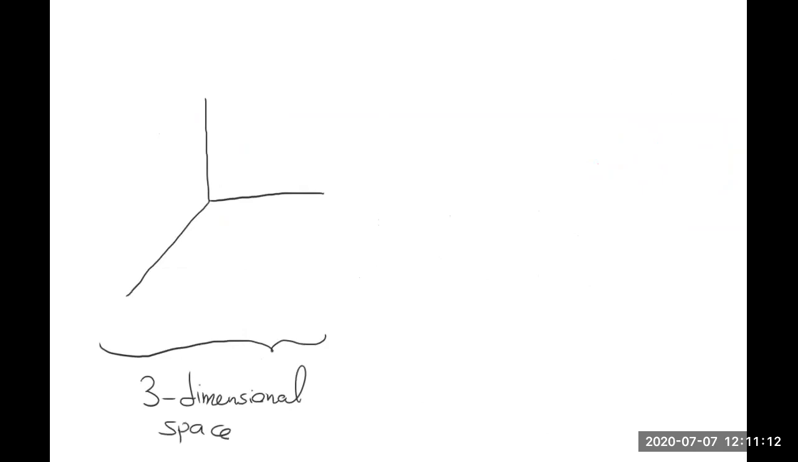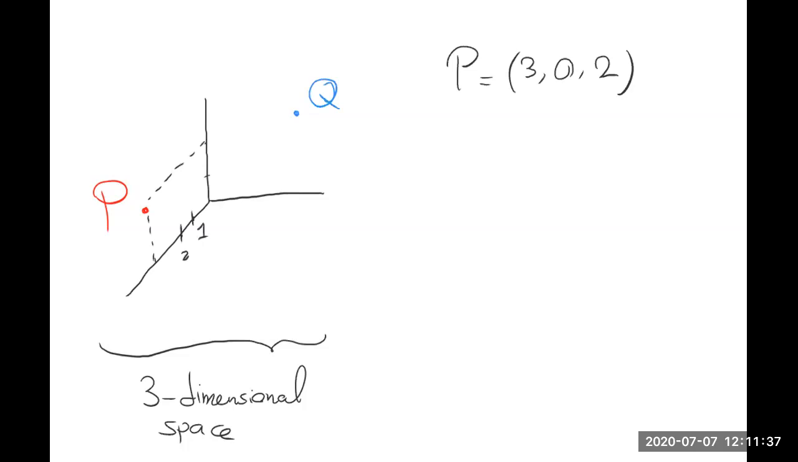And we have 2 points. Let's say we have P and we have Q. Let's say they have some coordinates. Say P is, the X coordinate is 3, the Y coordinate apparently is 0, and 2. So 1, 2, 3. It doesn't move in Y, so the second coordinate is 0. The last coordinate is 2.